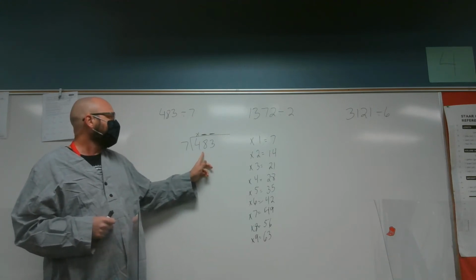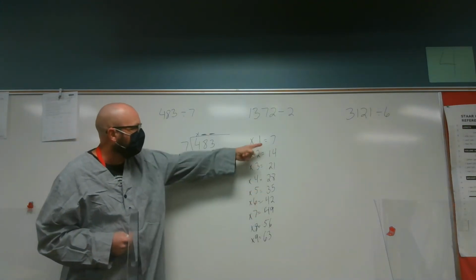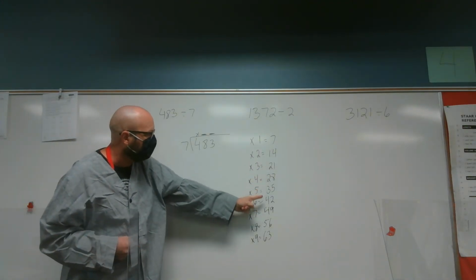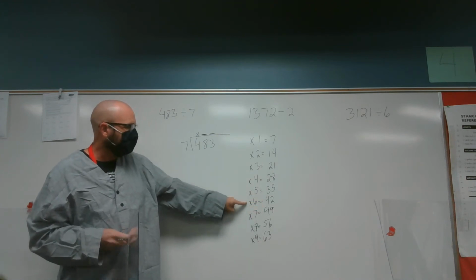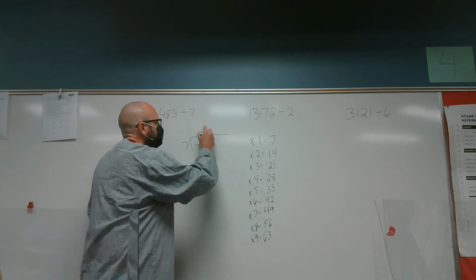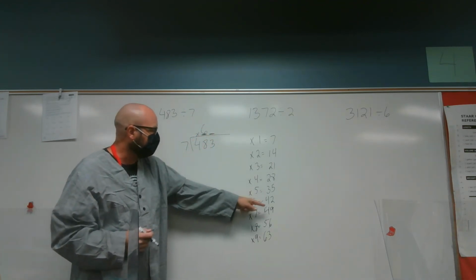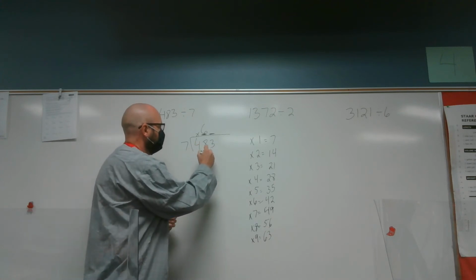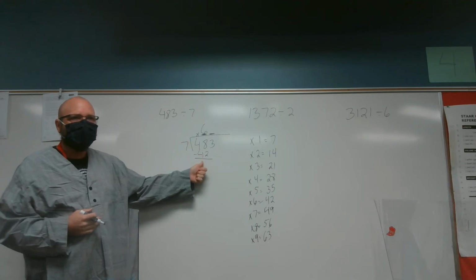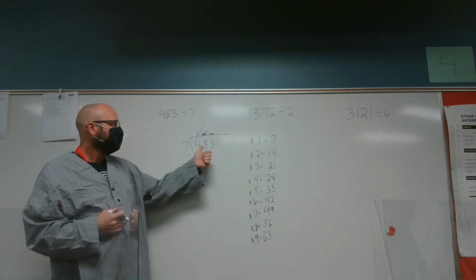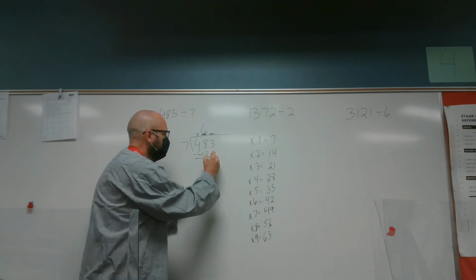So 48. I go to my multiples. I try and get as close to 48 as I can. 7, 14, 21, 28, 35, 42, 49. Oh, 49 is too big. So I must go times 6. And I look, I already did the work. I know that 7 times 6 is 42. Then I write that below what I'm dividing into. And 48 subtract 42 is 6.